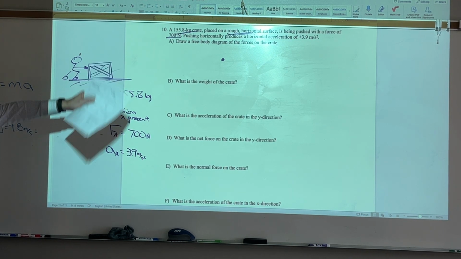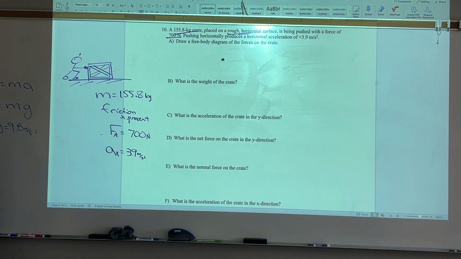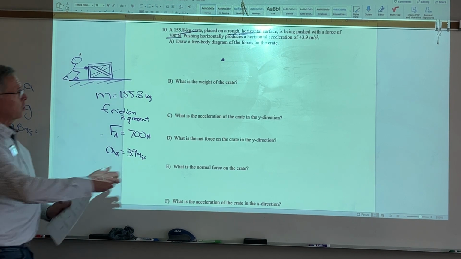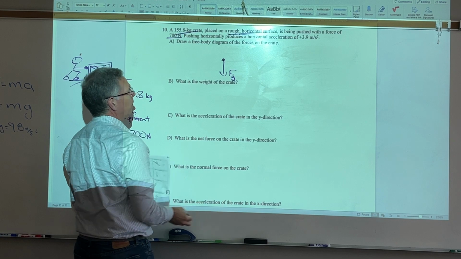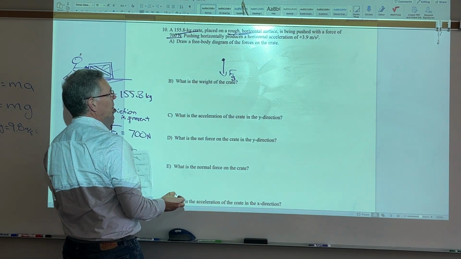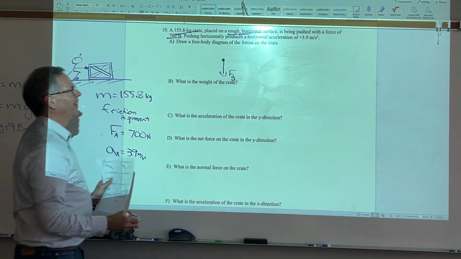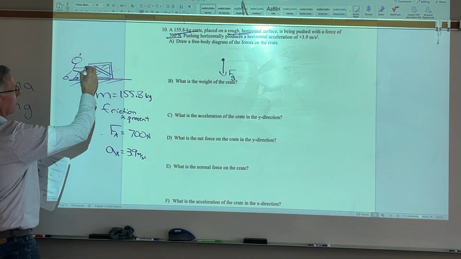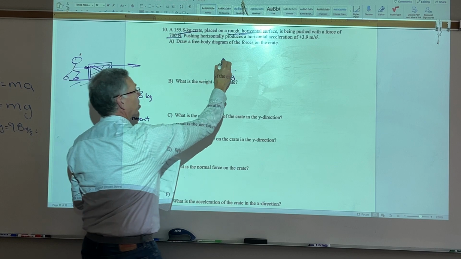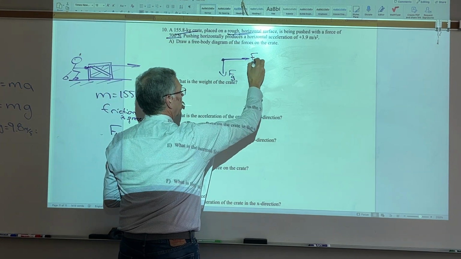All right. So what forces do we have acting? Okay, force of gravity. An applied force. How would I draw the applied force? To the left or to the right? The guy is pushing it, so it's pushing to the right. So force applied to the right.